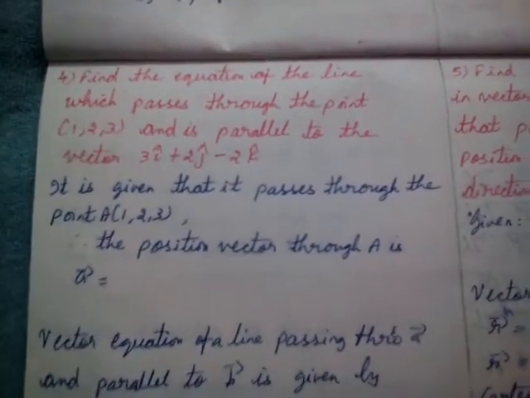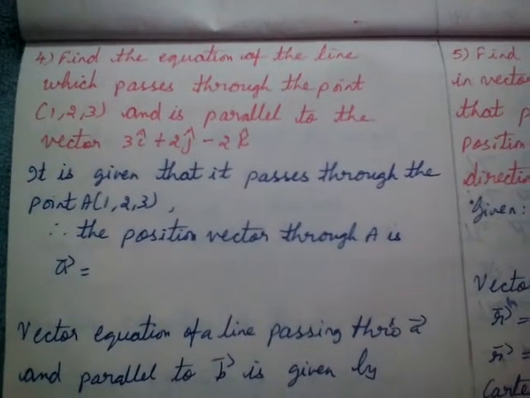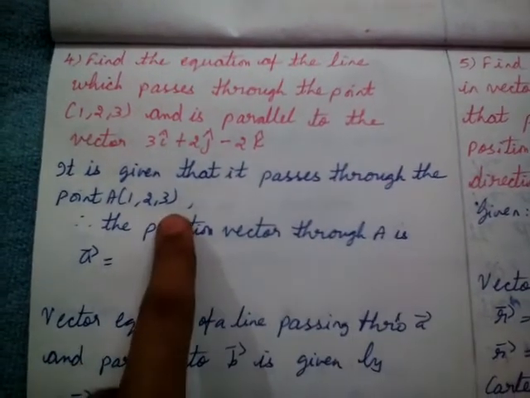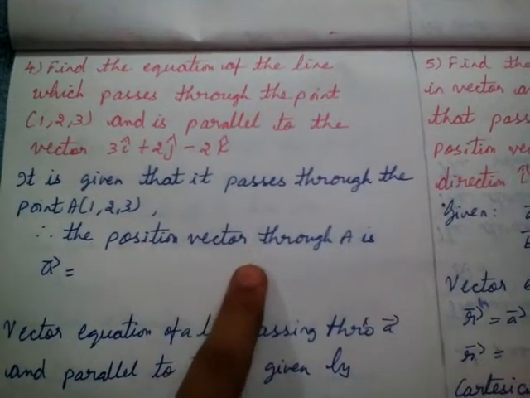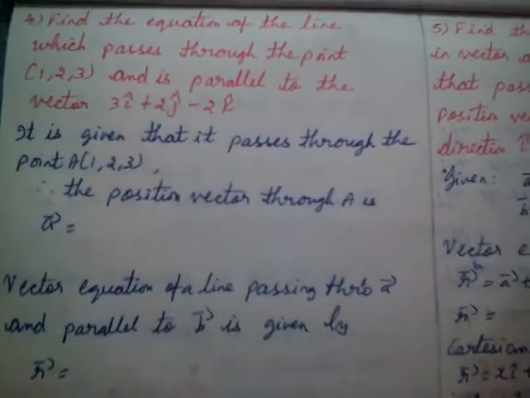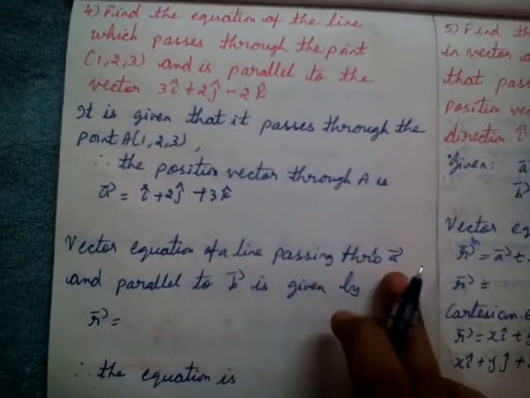Now, the next one, the fourth question. Find the equation of the line which passes through the point (1, 2, 3) and is parallel to the vector 3i plus 2j minus 2k. It is given that the line passes through the point (1, 2, 3), so the position vector of the point A is, in vector form, a vector equal to i plus 2j plus 3k. The vector equation of a line passing through a vector and parallel to b vector is given by r vector equals a vector plus lambda b vector.